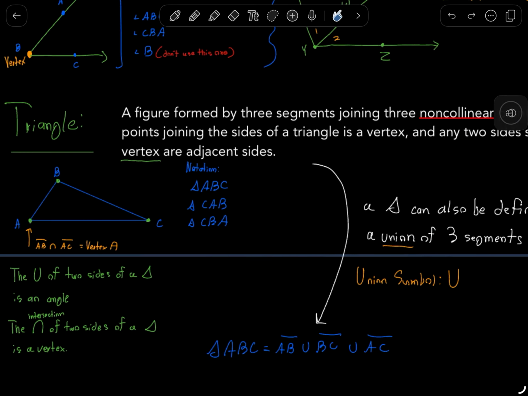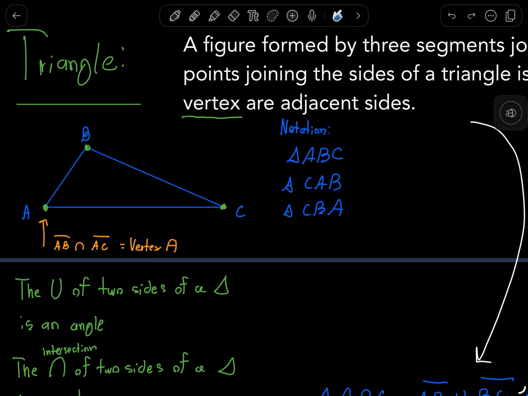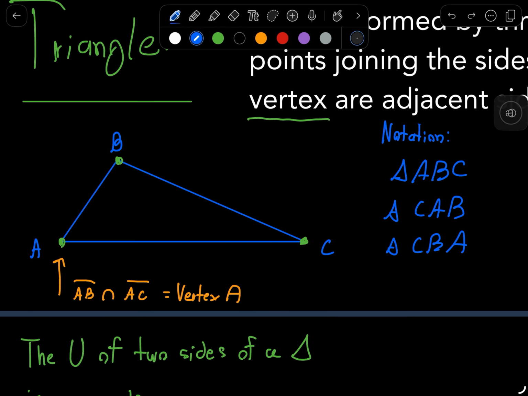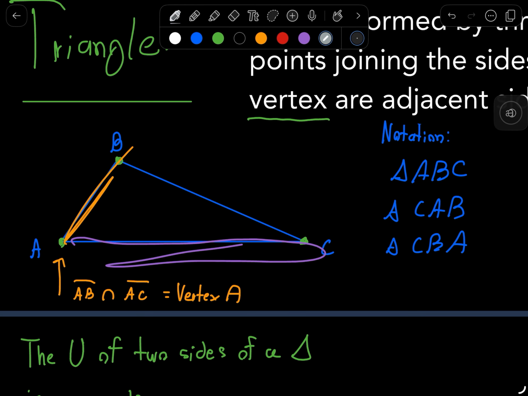Now, what does that mean? What does union mean? Well, it essentially means that if you have three segments, so for example, here you have segment AB, AC, and then BC, if you combine all those together, if you merge them together, you get a triangle. That's essentially all union is. You merge three distinct figures together with distinct shapes, and they form a specific overall figure, and in this case, that's going to be a triangle.